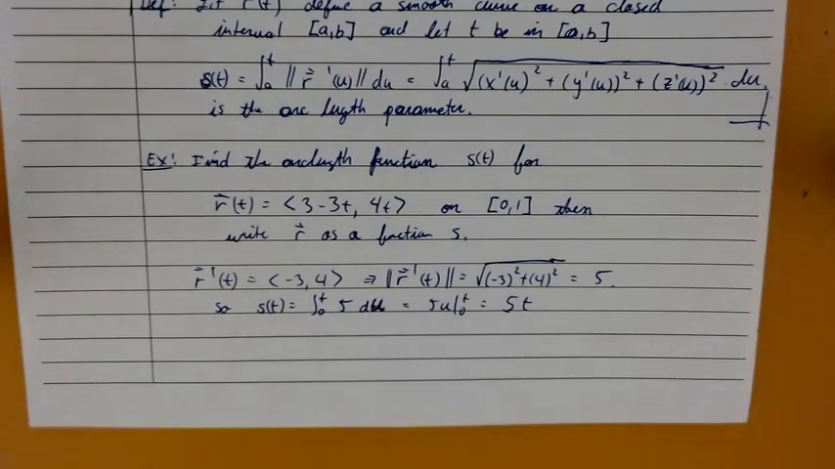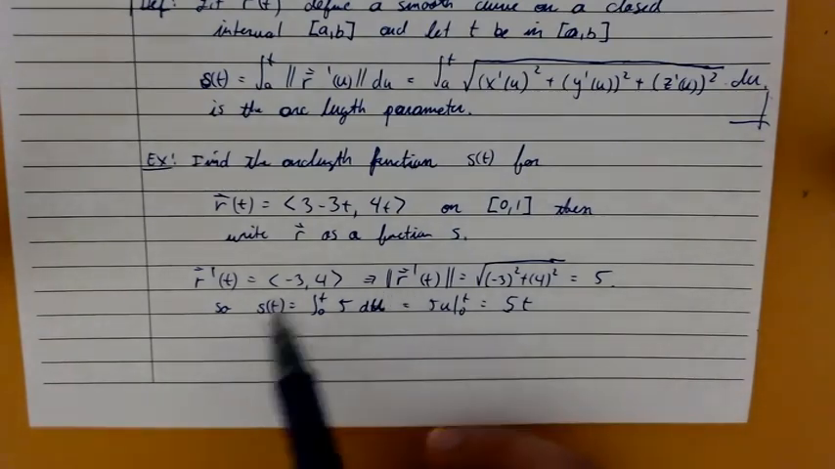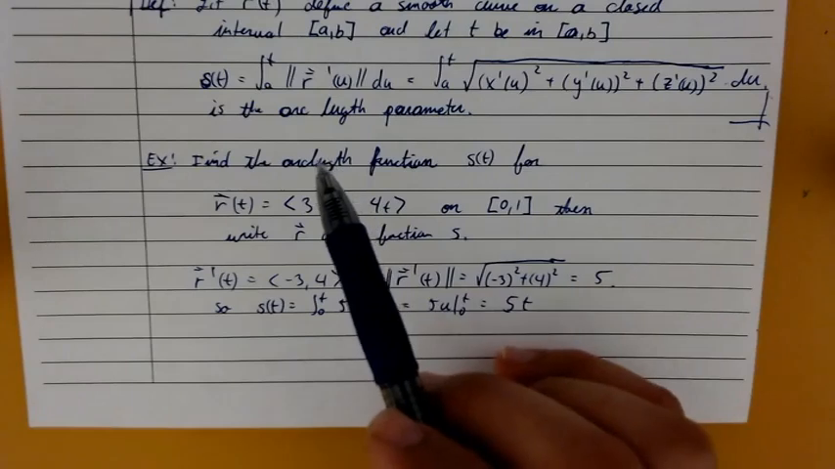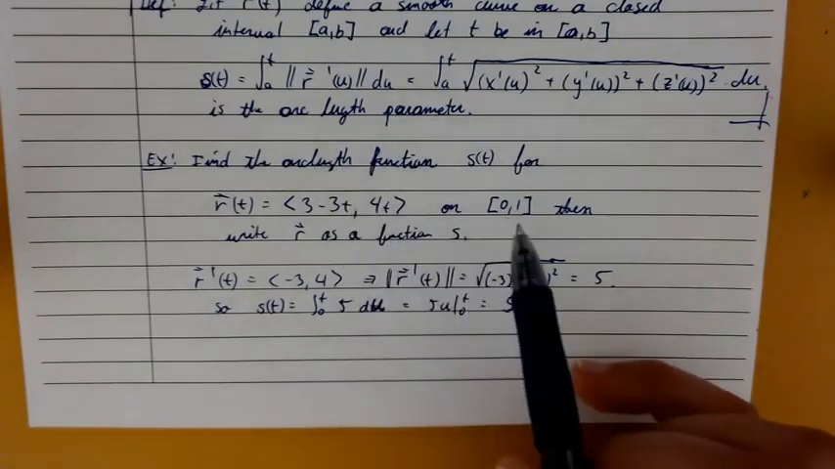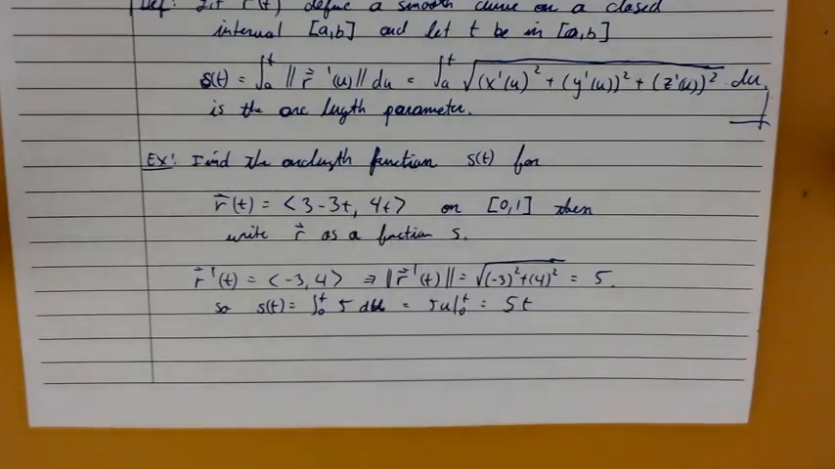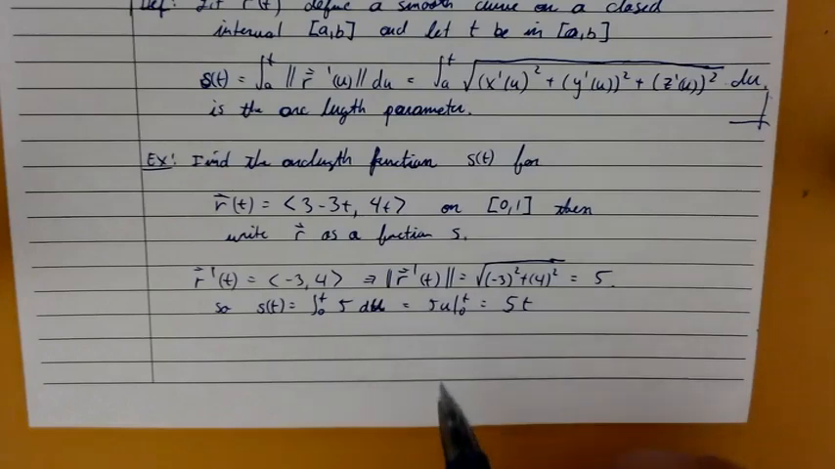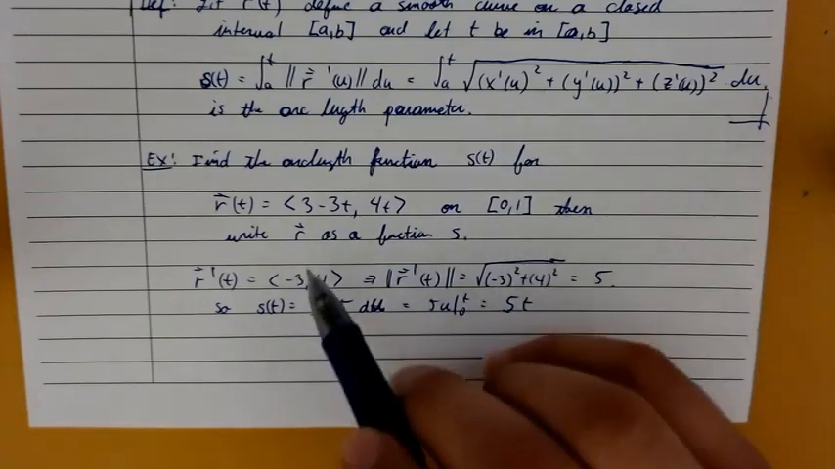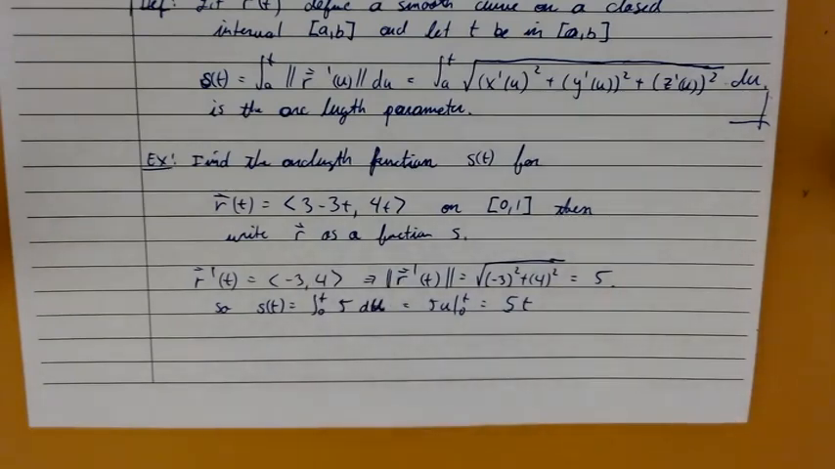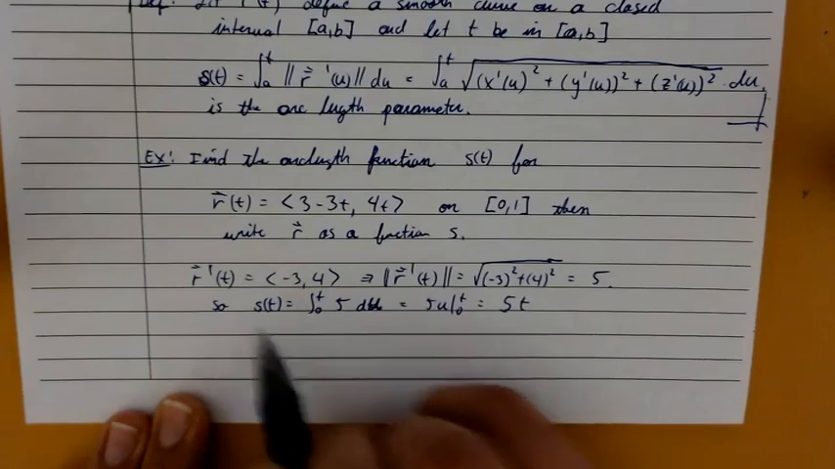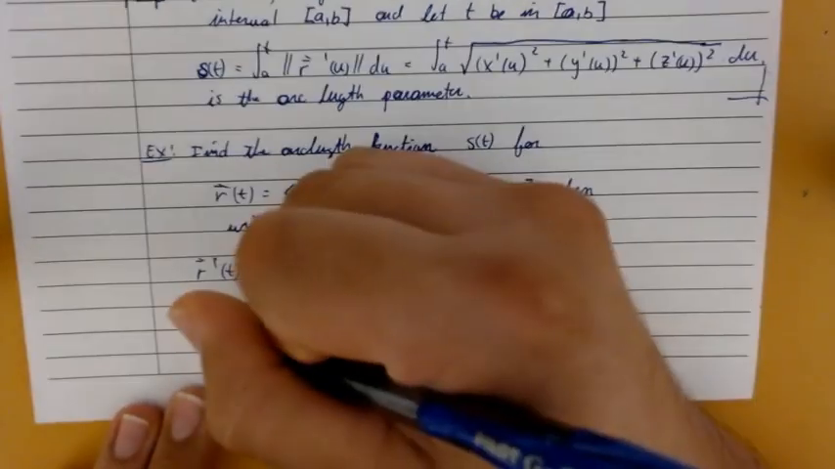So now the second half, right? Here, actually the name itself tells you what's going on. It's the arc length function. You tell me what value of t you have, and I'll tell you what the arc length is from 0 to that value of t. Now the second one says now we're going to write r as a function of s. Well, here we have that s, the arc length, is equal to 5 times t.